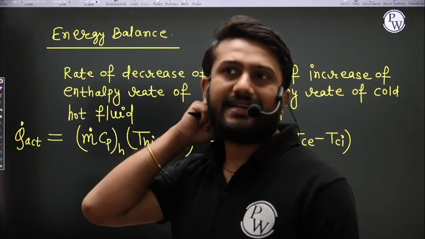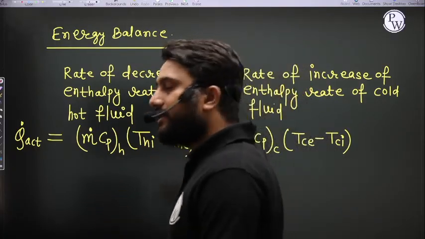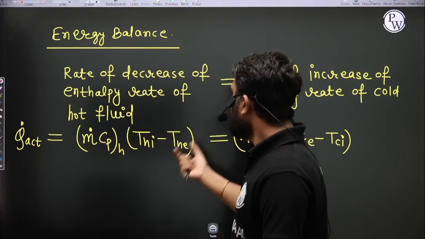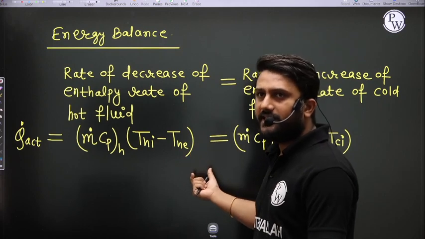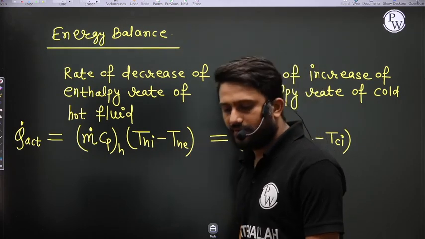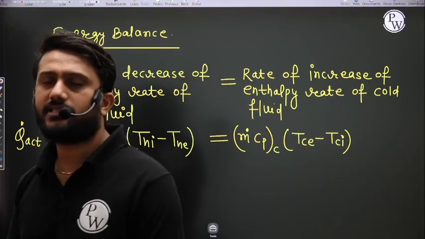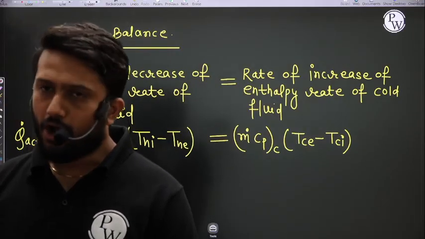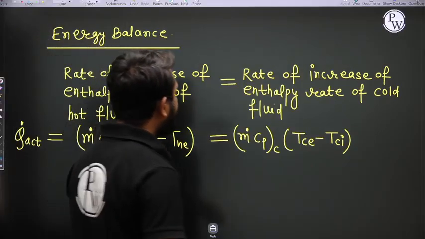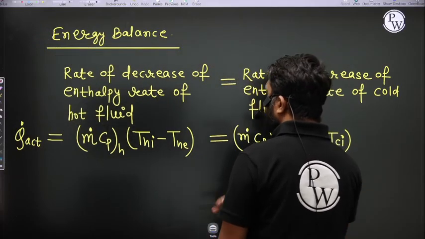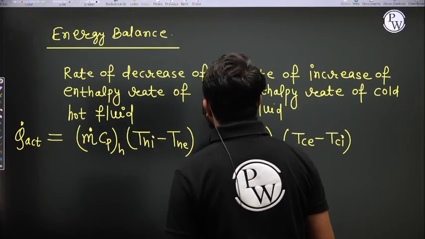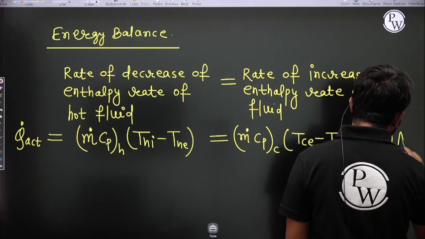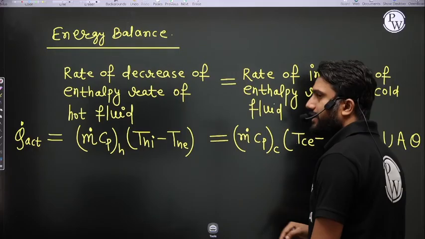Now use the heat transfer concept. Till here we are not using the concept of heat transfer, because this is a concept of thermodynamics. You simply apply the first law of thermodynamics. Now I am using the concept of heat transfer. So this actual rate of heat transfer, calculated from the energy balance, is equal to U into A into theta.